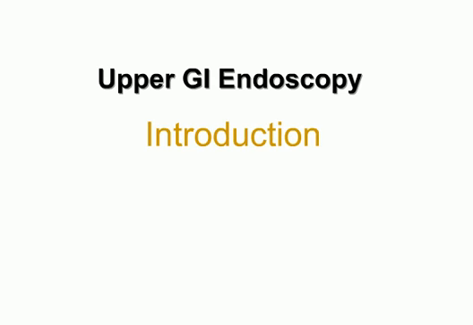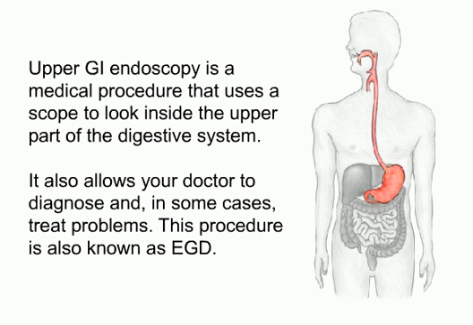Upper GI endoscopy. Introduction. Upper GI endoscopy is a medical procedure that uses a scope to look inside the upper part of the digestive system. It also allows your doctor to diagnose and, in some cases, treat problems. This procedure is also known as EGD.